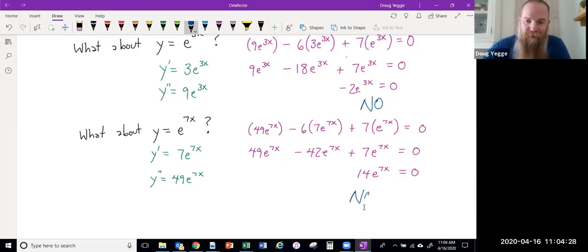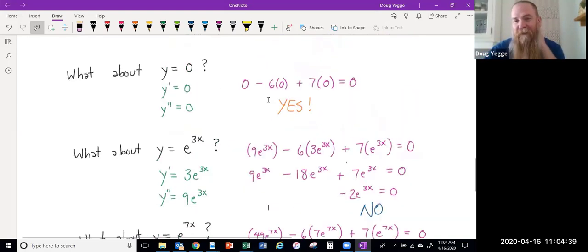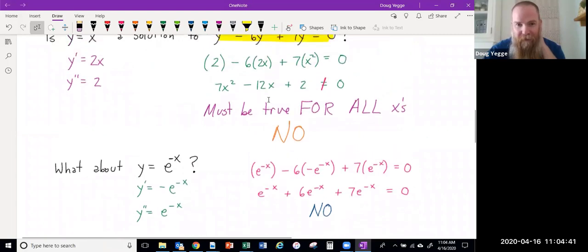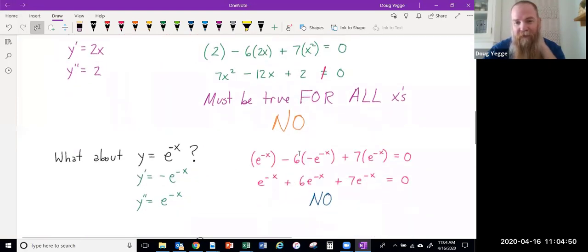So none of these were solutions, and this was because I screwed up. But this was a good exercise in verification, so I think you've got the idea about how you verify if something is a solution or not. But that's because I wrote the problem wrong. When I was writing it down, I meant to write minus 7y. So let's just see how it would affect things if it did say minus 7y.